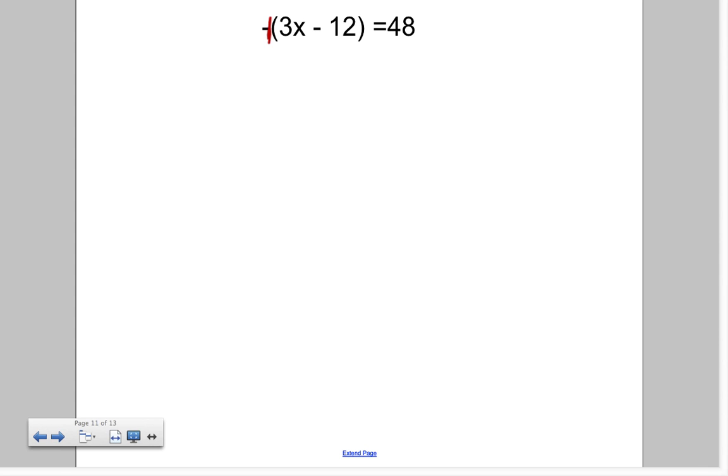What kinds of things do you remember? You just add the negative to it? Sometimes, depending on if the term's positive or not. What does it change? When you multiply any term by a negative, what does it do? It changes the sign. Changes the sign, that's it.